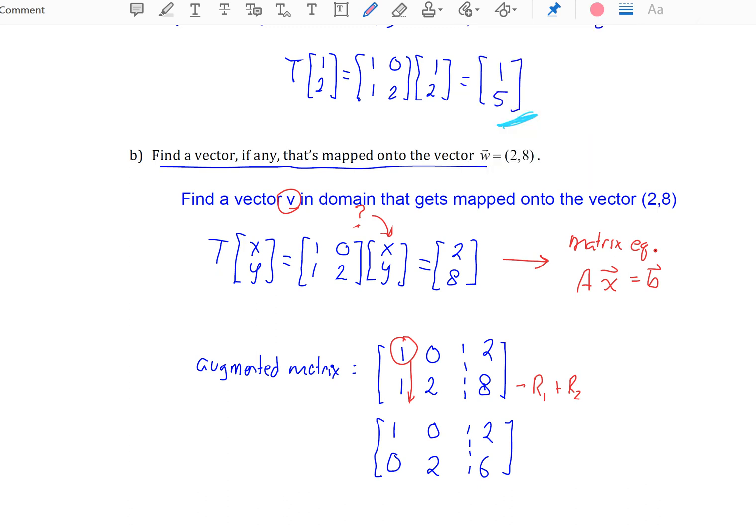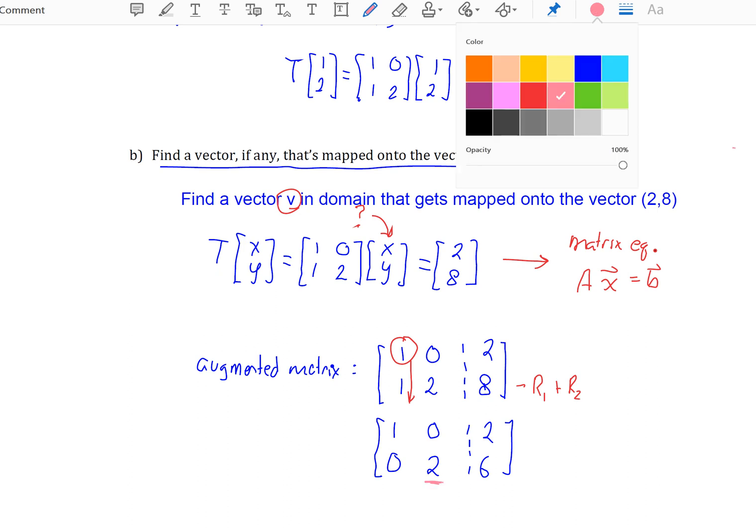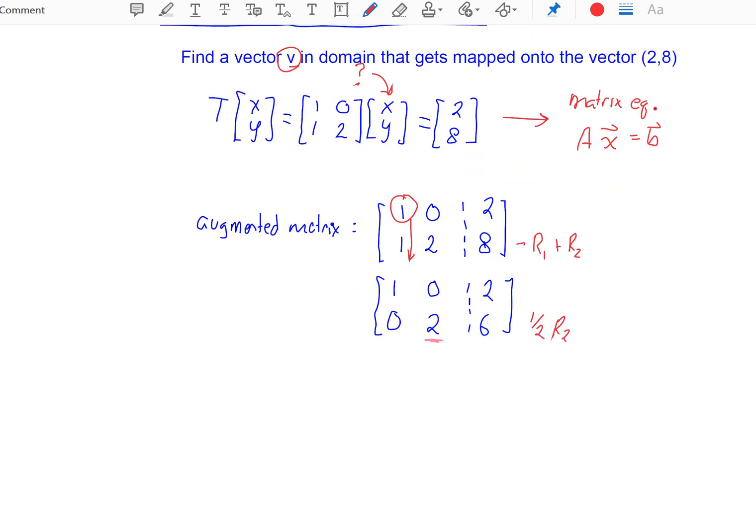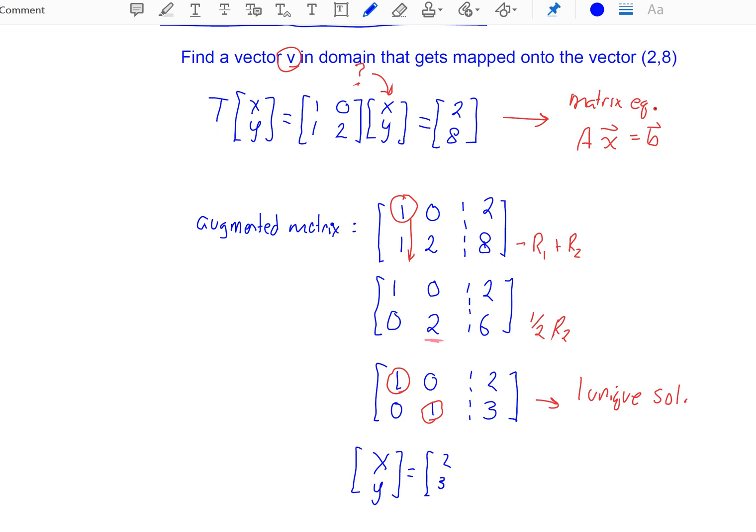Now we want to create a pivot in this second position. And to accomplish that, I'm going to multiply the second row by 1/2. When multiplying the second row by 1/2, the first row of our matrix is not going to change. But we multiply by 1/2, this will be 0, this will be 1, and this will be 3. Notice that because we have 2 pivot positions and no free variables, this is going to give us one unique solution. So here our solution, our vector (x, y) that we were looking for, has to be the vector (2, 3). (2, 3) is the vector that gets mapped onto (2, 8).